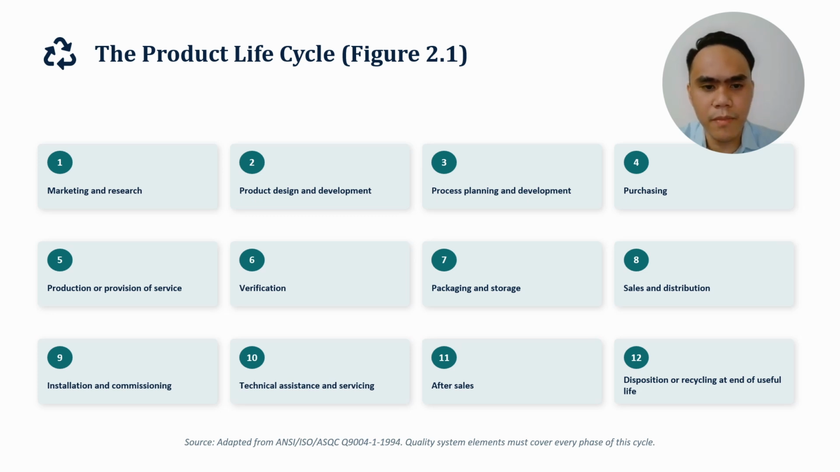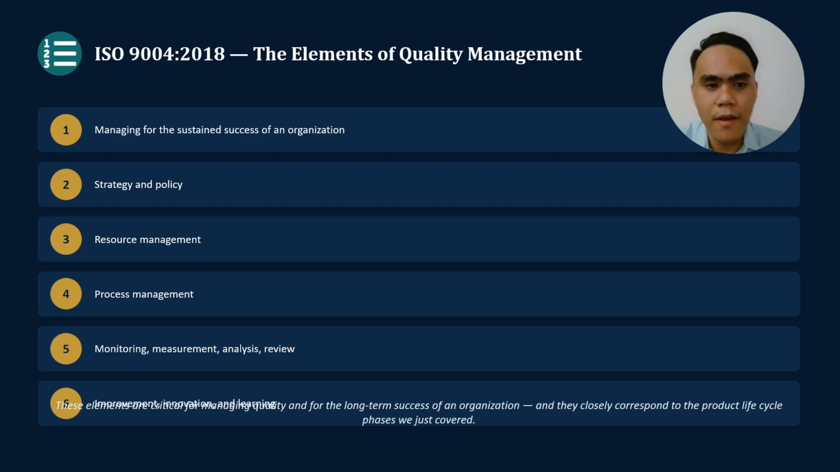Top management must establish, document, and maintain such systems with overall objectives in mind. In other words, a quality system must cover all the activities that affect the product or service quality, from the very first customer conversation to the product's eventual disposal.